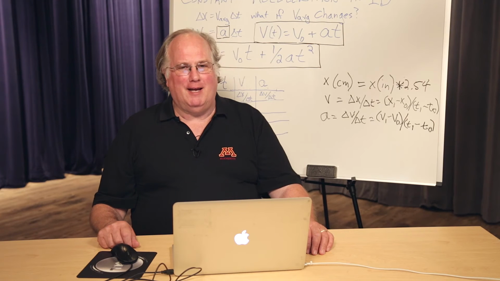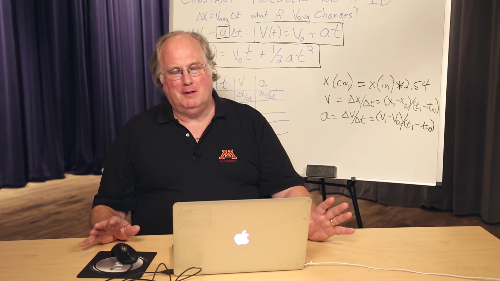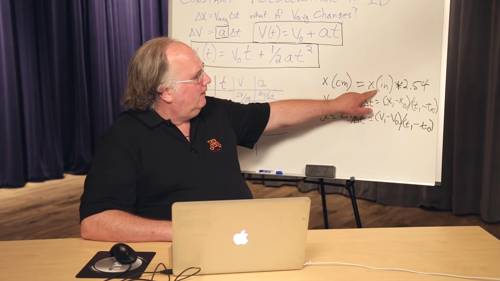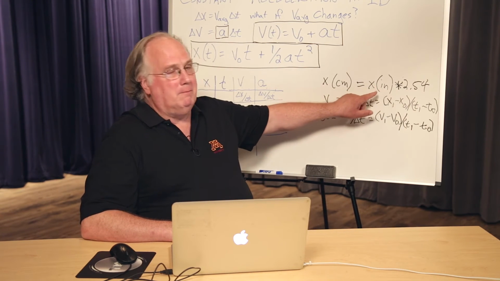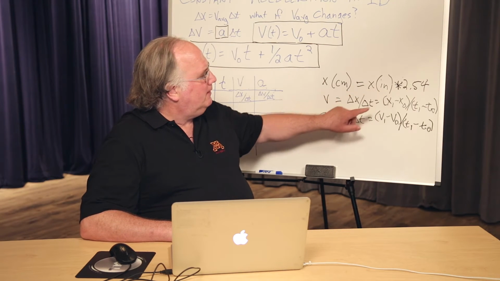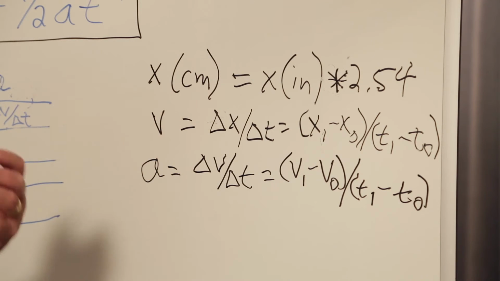Okay, now we have to analyze this data we took. And to do that, we're going to put it in a spreadsheet like we did last week. I'm going to be using Google Sheets, which is a nice, easy one. So what do we have? We know where the marks are in inches. We made one of those every 4 inches. So we're going to convert those to centimeters with this formula. You just multiply them by 2.54 and you get centimeters.